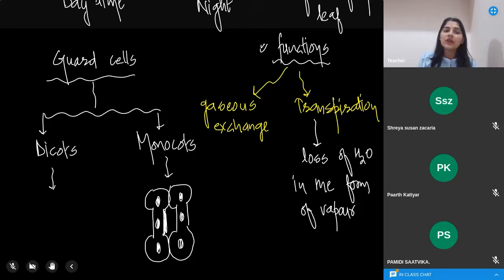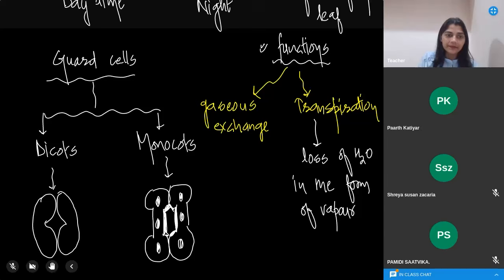This is the structure of their guard cells. Monocots will have this type of guard cells. And dicots will have bean-shaped guard cells. Kidney shape. Thick from the inner side that helps in the intake of water.